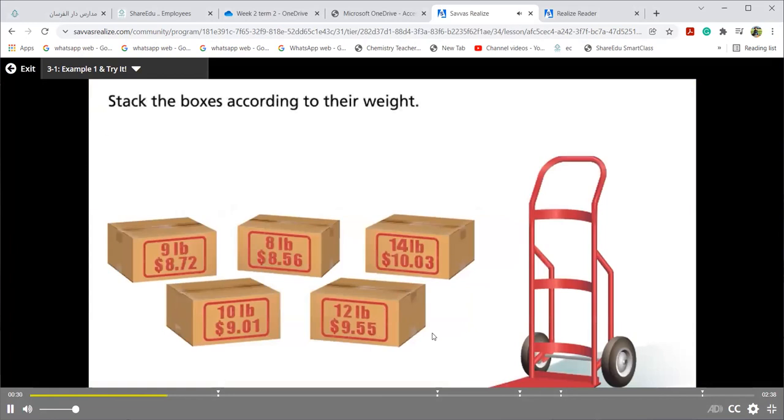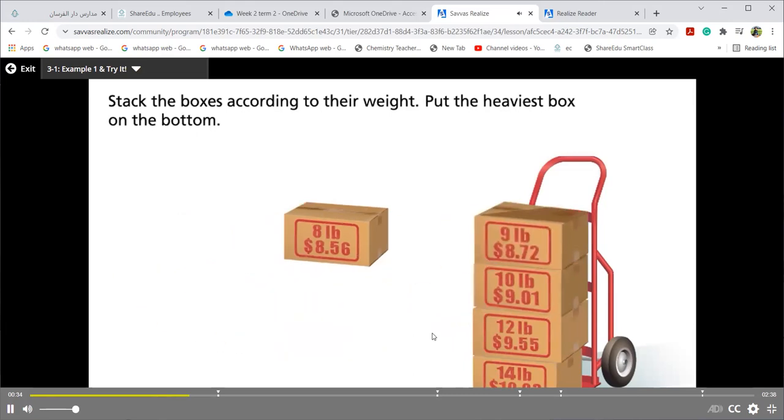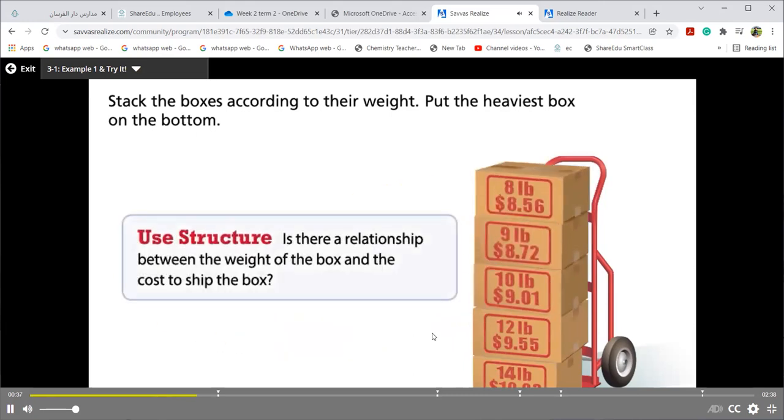You can begin by stacking the boxes according to their weight. Put the heaviest box on the bottom. Is there a relationship between the weight of the box and the cost to ship the box?